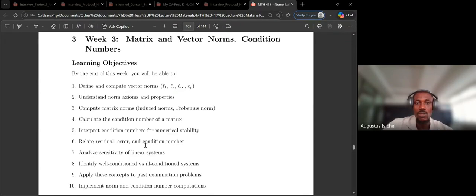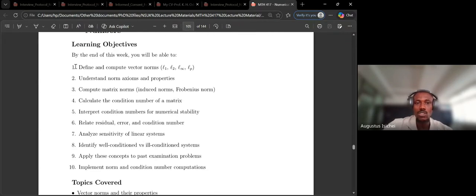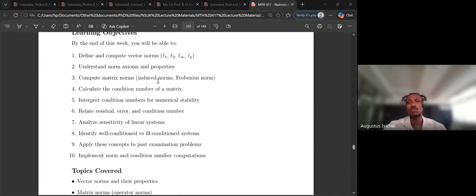I have these learning objectives. By the end of this lecture, we should be able to define and compute vector norms, all four norms. We will talk about the L1 norm, the L2, L infinity, and LP norms. Then we should also understand the norm axioms and the properties. You should be able to state the norm axioms. If I tell you this is the L1 norm, you should tell me the axioms of the L1 norm or the properties of the LP norm.